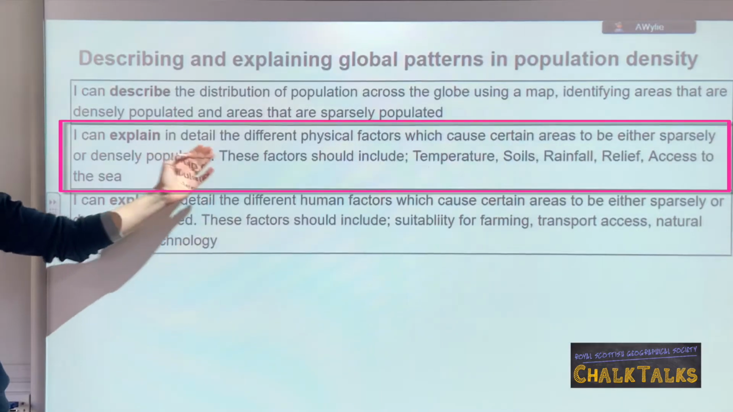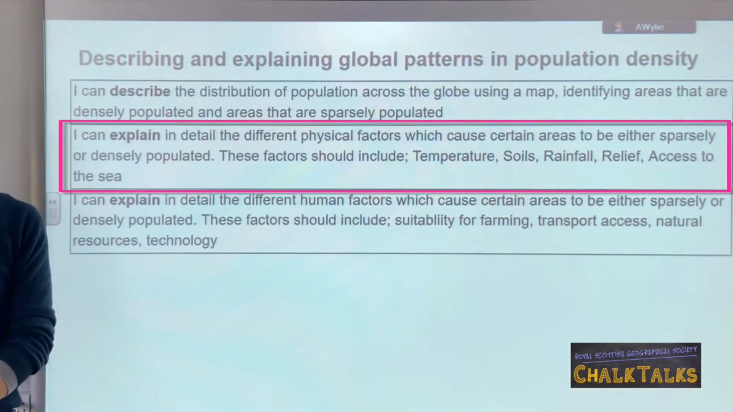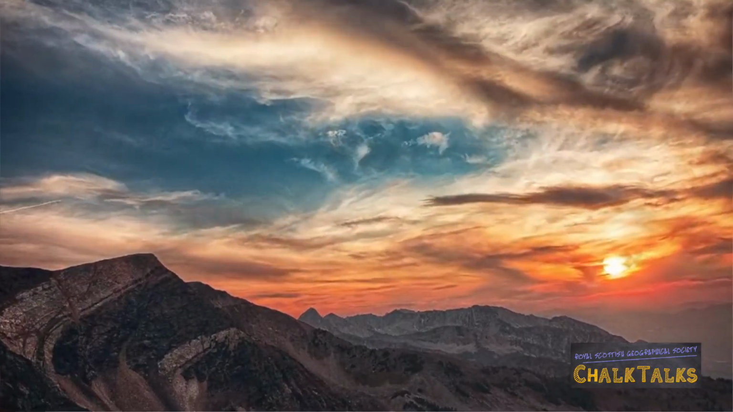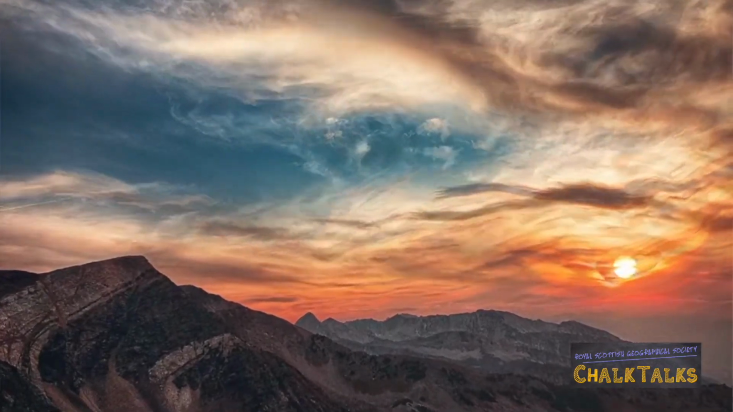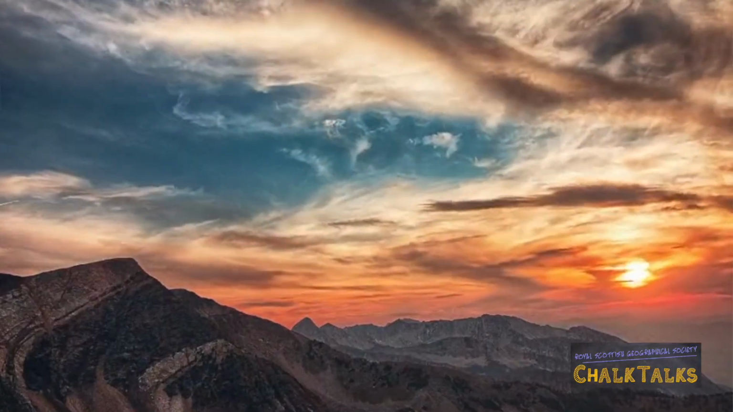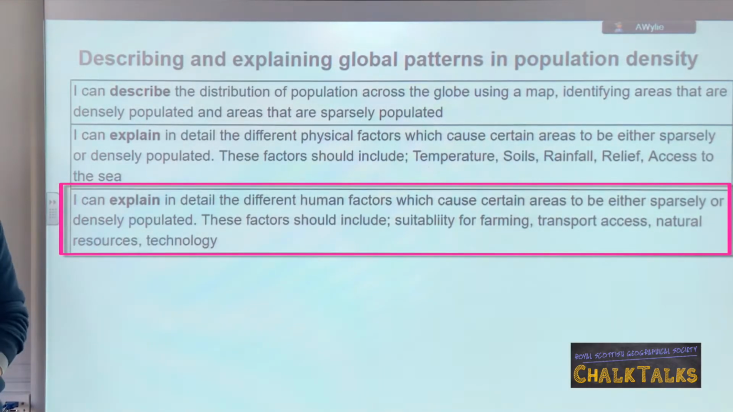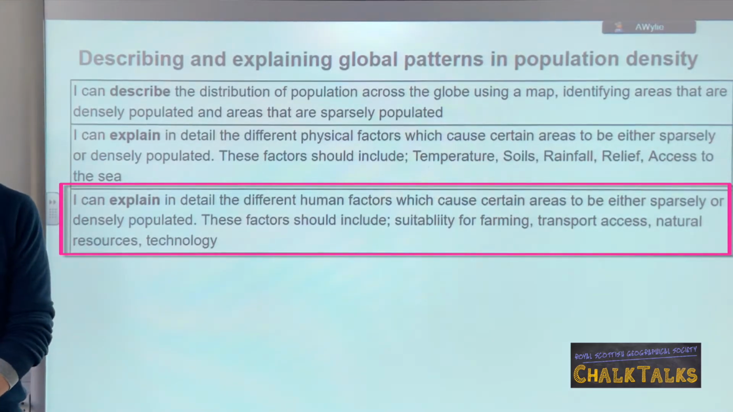So this could be physical factors. These are to do with natural factors like mountain ranges, deserts, access to the coast and the climate, and how those factors influence whether there are lots of people living in an area of the world or very few. In the final learning outcome, you might be looking at human factors like levels of development, access to technology and trade, and how those influence whether a lot of people live in that area of the world or very few do.